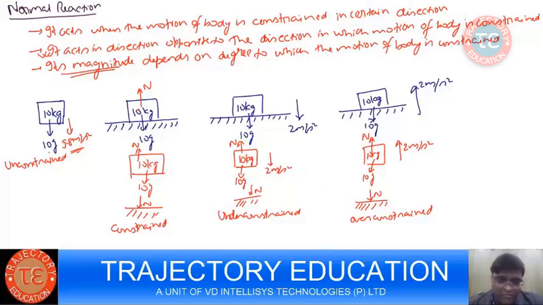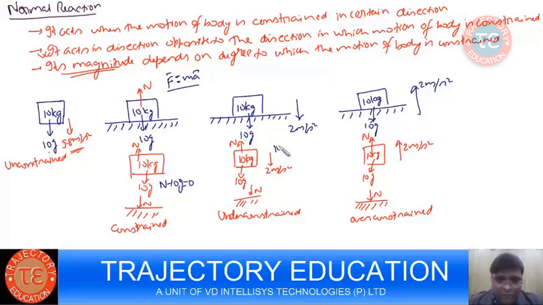What's the magnitude of normal reaction? See this case. Here you'll apply Newton's law. Force equal to mass into acceleration. Here the body is at rest. So net acceleration is 0. So net force acting on the body is also 0. Here you have acceleration in downward direction. So since you have acceleration in downward direction, net force will also lie in downward direction. So what is net force in downward direction?